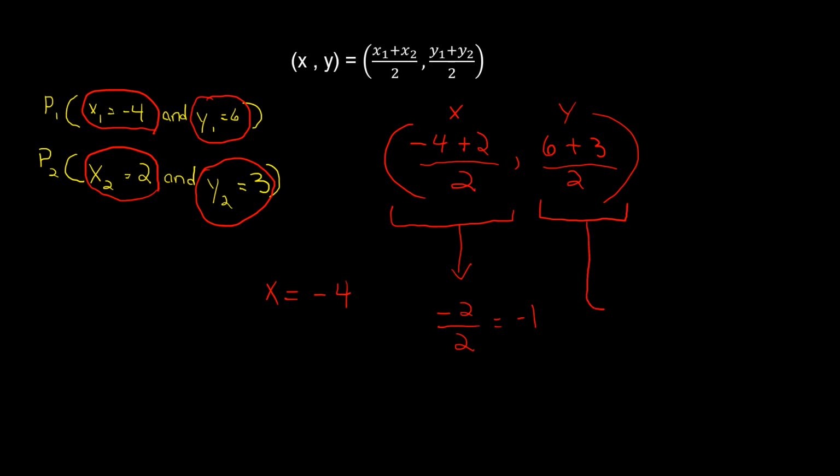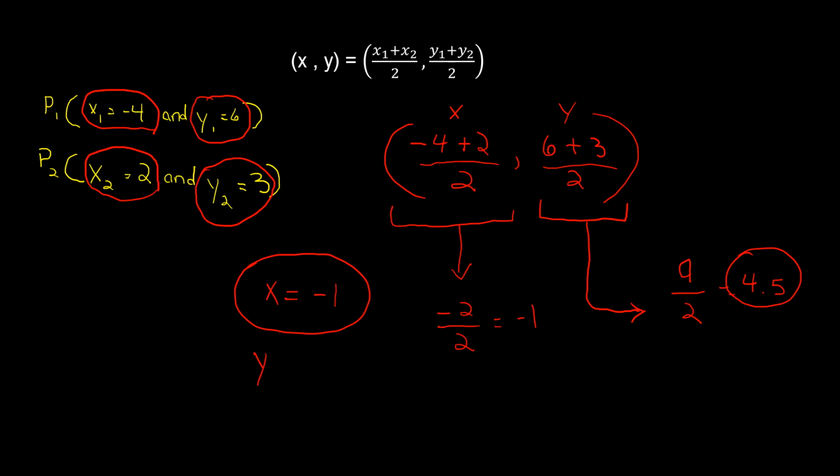So let's go over here to the y value. I'm going to go ahead and swoop it over here so it doesn't get mixed up with the x value. So we know that 6 plus 3 is 9. And we're going to divide that by 2. And we get 4.5. Oh, what? Hold on. Why did I write a -4 for the x value? That's supposed to be a -1. So we have our x value and we have our y value.